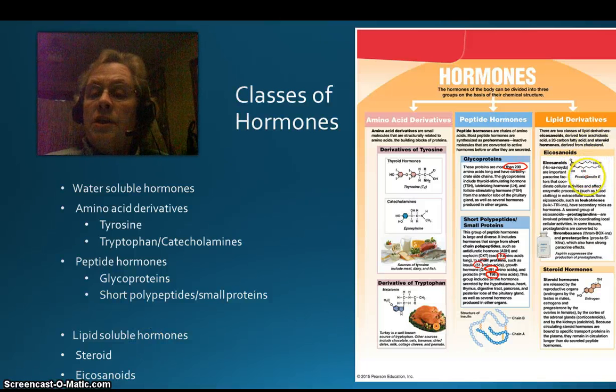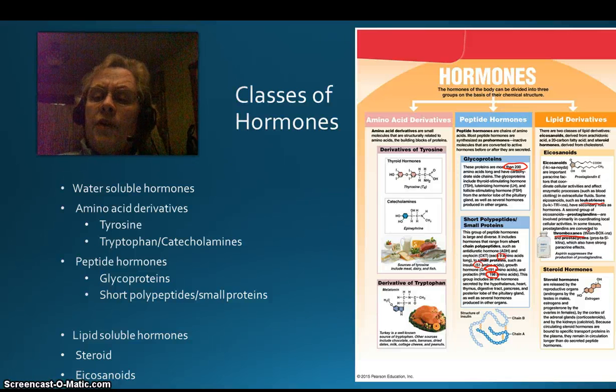The eicosanoids include leukotrienes, which are involved in the immune system, thromboxanes, which are involved in blood clotting. Most of these compounds in this group are involved with the lymphatic and the cardiovascular system, and so we'll spend a lot of time talking about them there, not so much in the endocrine system.